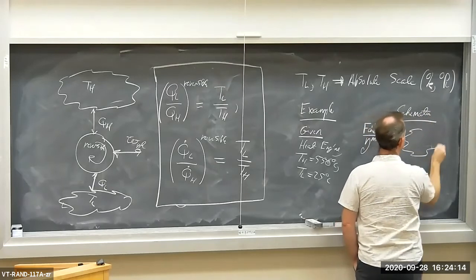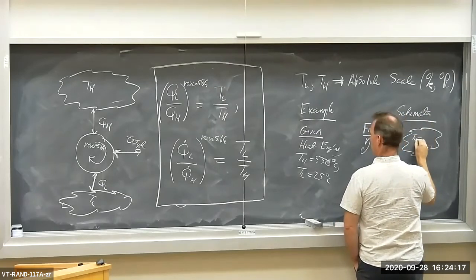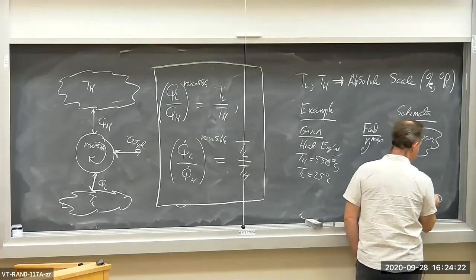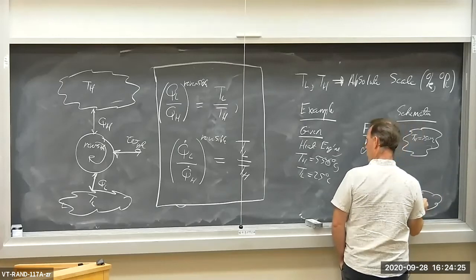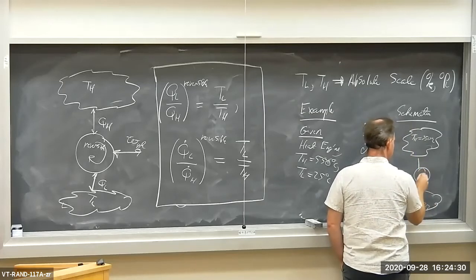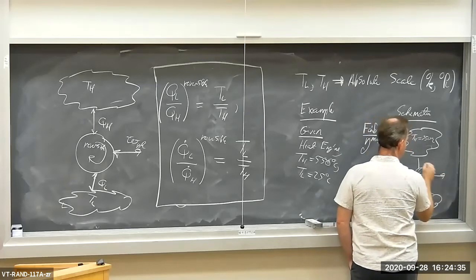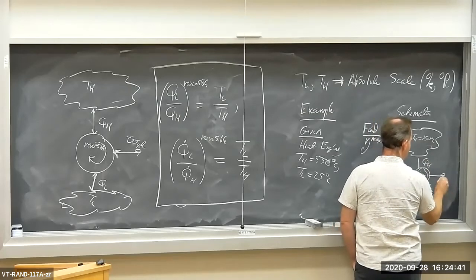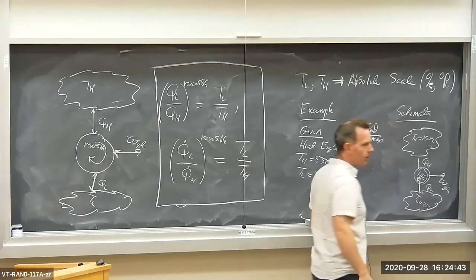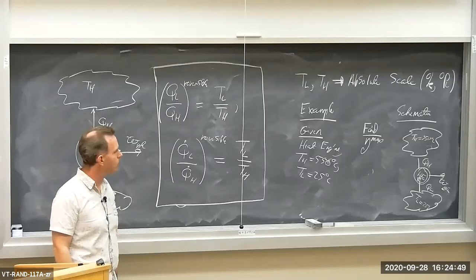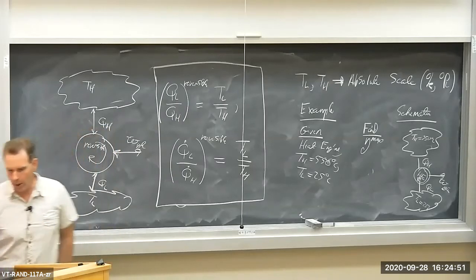So here we have TH at 550 degrees C. We have our low temperature reservoir at 25 degrees C. And I have a heat engine. It's working in a cycle. It's extracting a certain amount of heat Q high, rejecting a certain amount of heat Q low, and producing work over the cycle, okay? I want to know what the maximum efficiency is for that heat engine. What's the maximum efficiency?